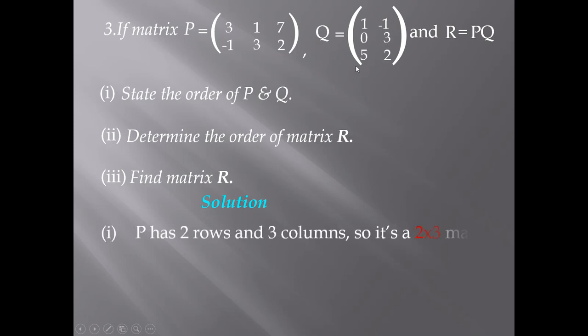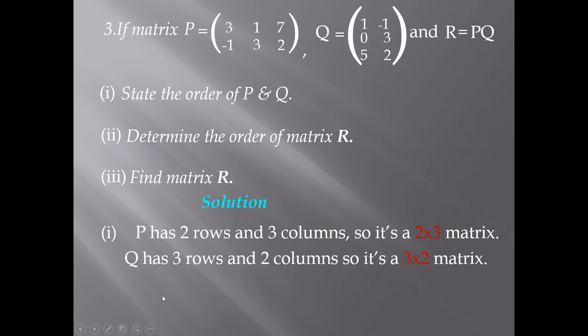We can check that. So matrix P has 2 rows and 3 columns. These are the rows: first row, second row. Columns: first column, second column, third column. So this one is a 2 by 3 matrix. How about Q? Q has 3 rows. You can see 1, 2, 3. And how many columns? 1, 2. Columns are vertical. So it is a 3 by 2 matrix.